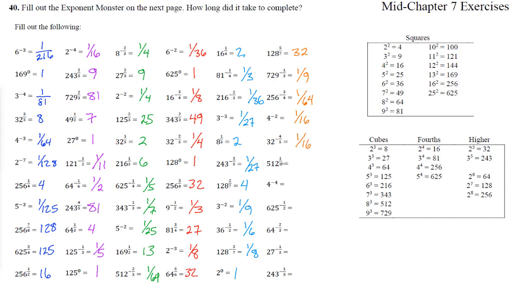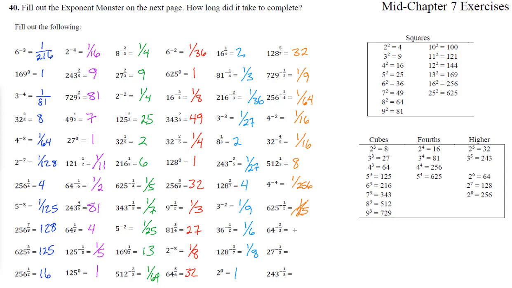512 to the 1/3 power, that's the cube root of 512, which is just 8. 4 to the negative 4th is 1 over 4 to the 4th, which is 256. 625 to the negative 1/2 is 1 over the square root of 625, which is just 25. Oops, we're not there, we're up here at the squared. 1/2 power of 625 is 25. There we go.